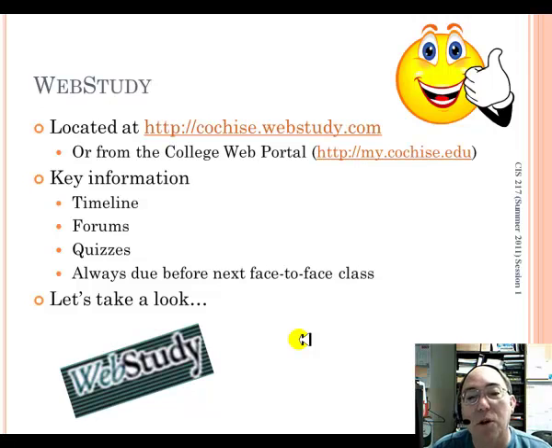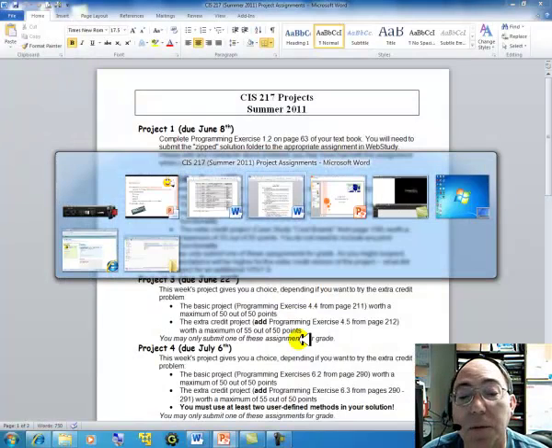Now, let's talk about Web Study. We're going to be using Web Study, and most of you probably already have looked at it. You can get to it from the college portal, or just go straight to coaches.webstudy.com. Some of the key things are going to be the timeline, the forums, and the quizzes. Just remember they're due before the next face-to-face part of the class. And we're going to quickly take a look at Web Study.